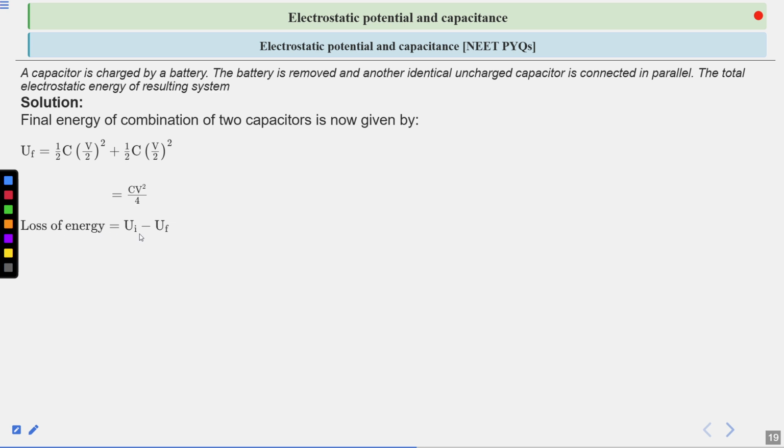So what is the loss in energy? Ui minus Uf. So the loss in energy is also CV square by 4. Final energy is also CV square by 4. Initial energy was CV square by 2. So the final electrostatic energy of the resulting system is decreased by a factor of 2. Initial energy was CV square by 2, final energy is CV square by 4, and loss in energy is CV square by 4. Since initial energy was CV square by 2, it is decreased by a factor of 2.